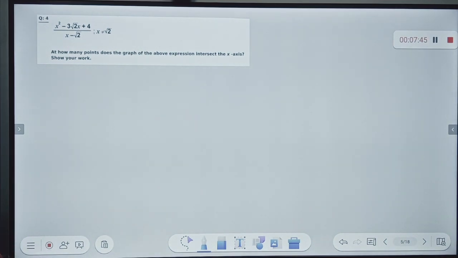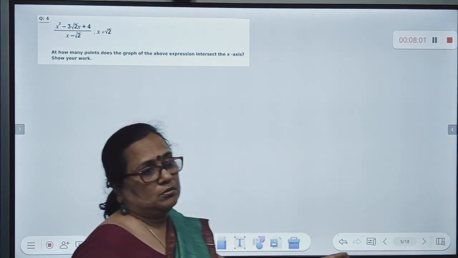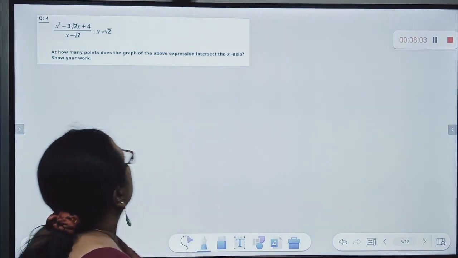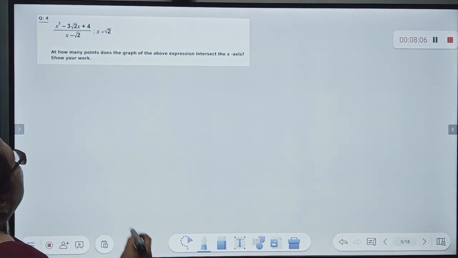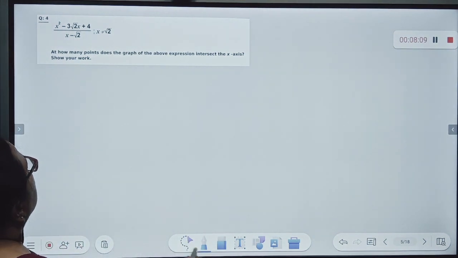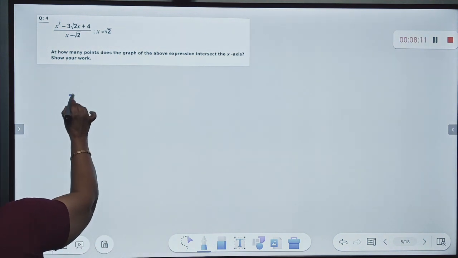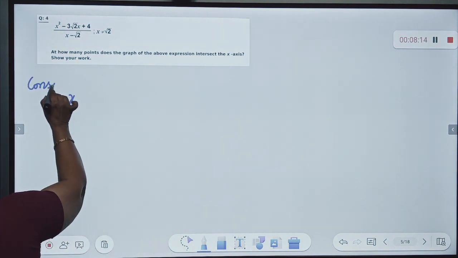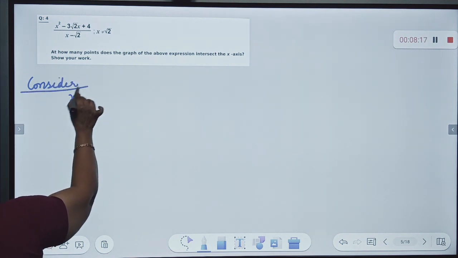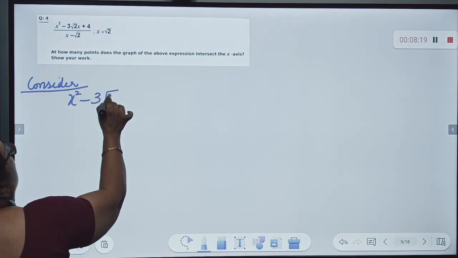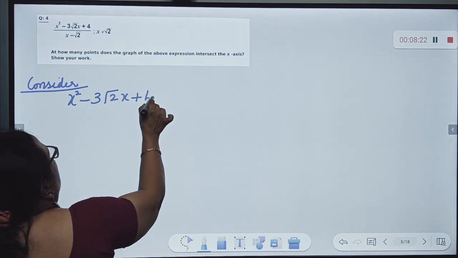Now, look at this polynomial. It's a quotient of 2 polynomials: x square minus 3 root 2 x plus 4 by x minus root 2, where it is given x is not equal to root 2, because if x is root 2, the denominator will become 0, so that quotient will not be defined. Now, at how many points does the graph of the above expression intersect the x-axis? So let us consider x square minus 3 root 2 x plus 4.